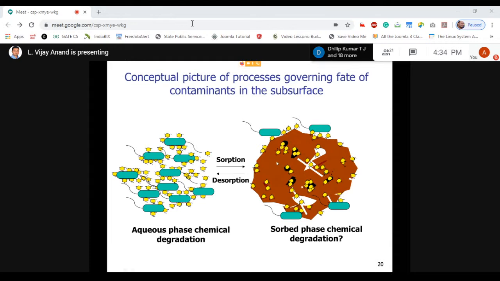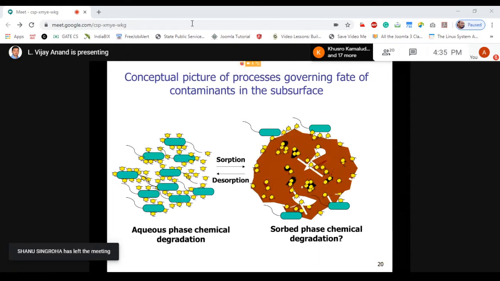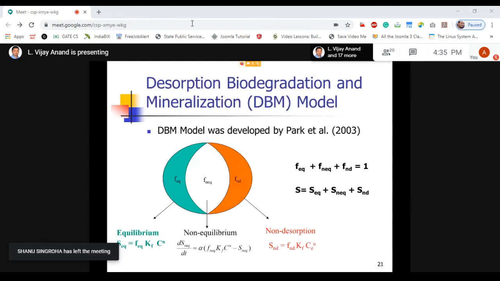Also, the pesticide adsorbs to soil, and in the groundwater system pesticides are in the aqueous phase as well. But for understanding just the sorbed phase chemical degradation alone, evidence is really lacking. There is no direct evidence that shows adsorbed chemicals can be degraded. So that's where we have to go for a numerical way of understanding the scenario. We'll be using a numerical model.